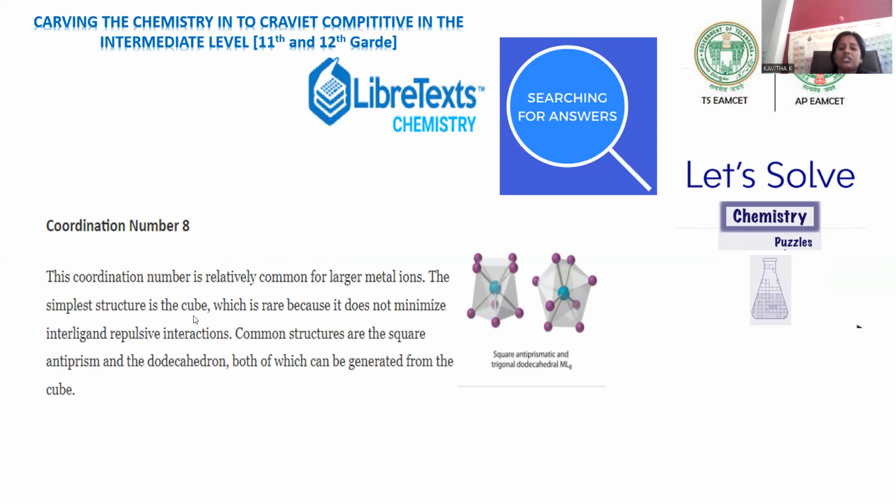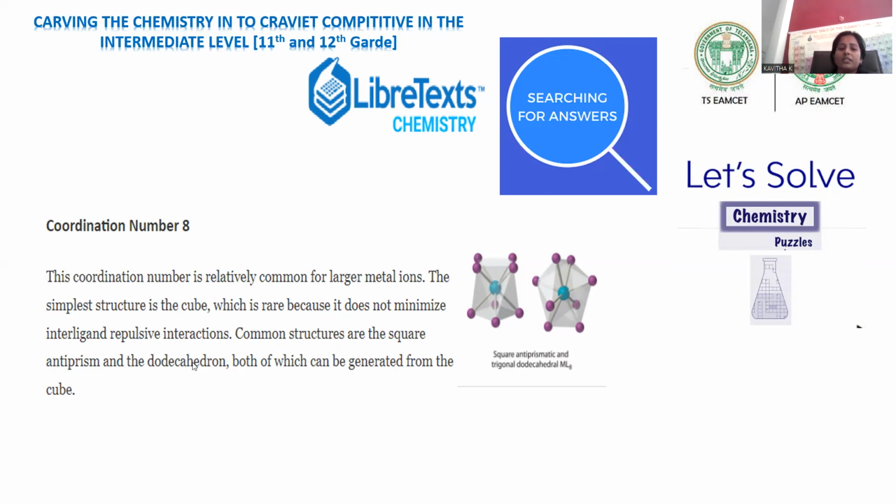The simplest structure is the cube. So you can clearly see the cubic structure over here, which is rare because it does not minimize the interligand repulsive interactions. So rarely this kind of occupation is possible. This is the exceptional case, we can say.